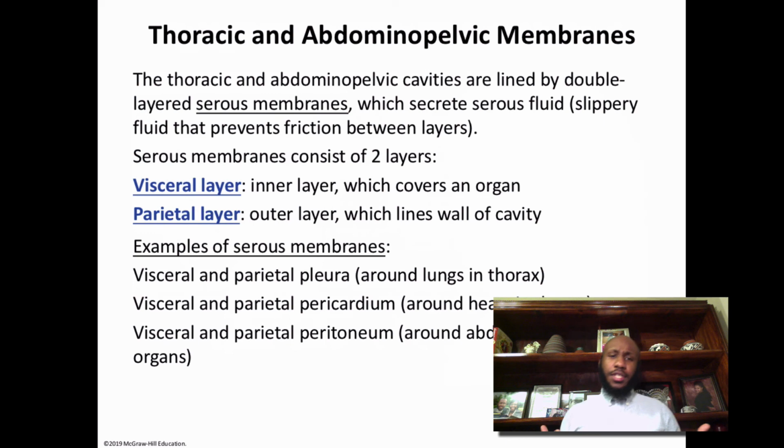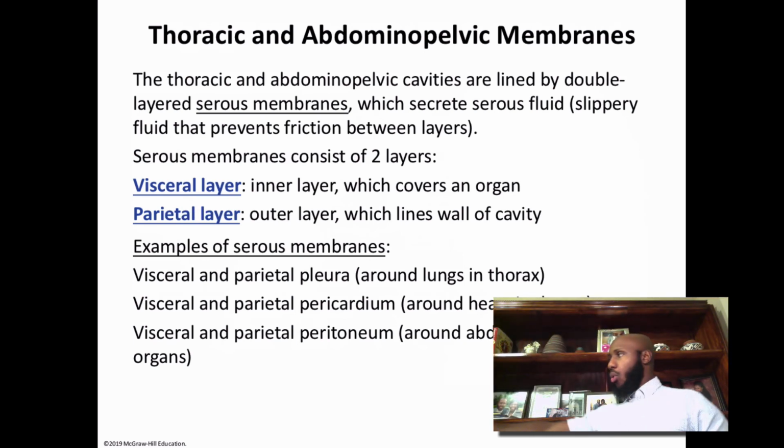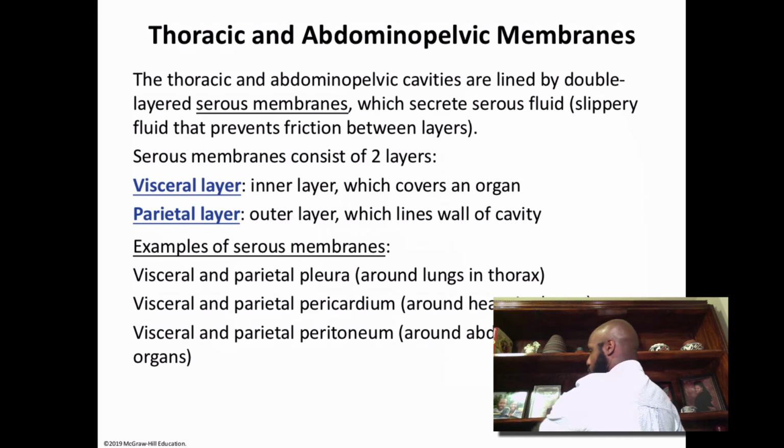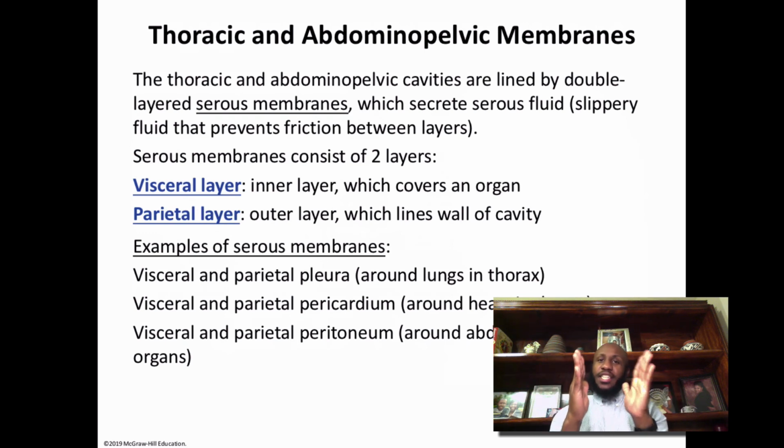Keep in mind that the visceral layer is the layer that covers the organ itself. Visceral covers the organ, whereas the parietal layer is on the outside, on the wall of the cavity. So parietal on the wall, visceral on the organ itself. Between the two is the serous fluid. It allows that organ to move, not cause any friction, and not become inflamed.